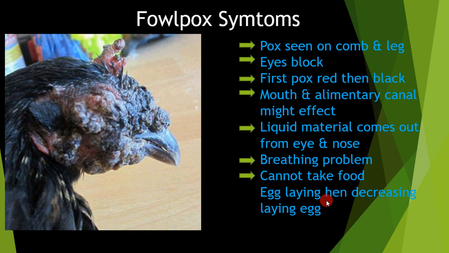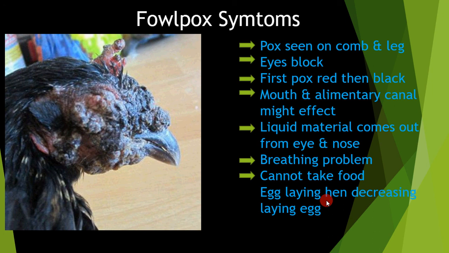When you see the pox for the first time, it is reddish in color, and after a couple of days it will turn black. Sometimes the pox appears inside your poultry's mouth, as well as the alimentary canal, and then they will not take any food. That means the poultry are not willing to eat.